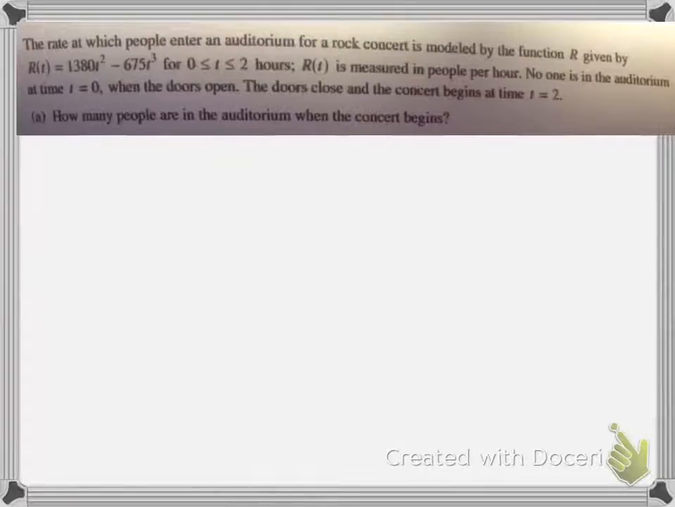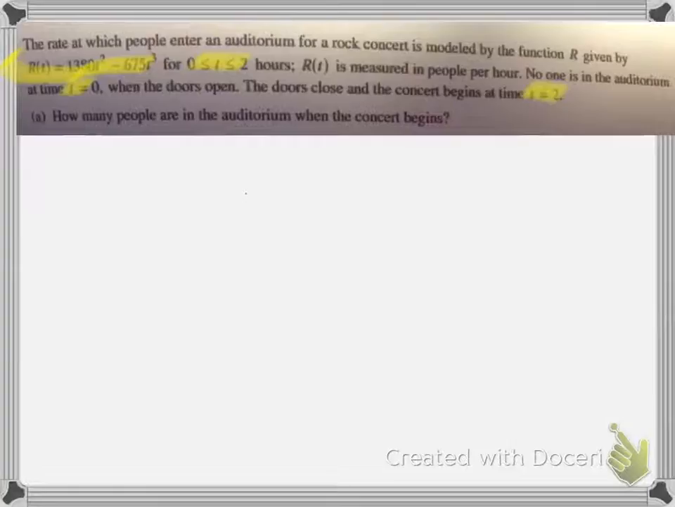Okay, so this is question number 2 from that whole packet from Friday's homework, and I'm going to start with part A. So people are entering this concert, and the rate at which they're entering is this piece right here. This is only for the first 2 hours. When t equals 0, there's nobody in the door, and at t equals 2, the door is closed. So that's what we're working with.